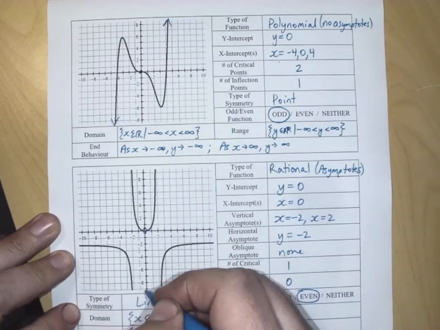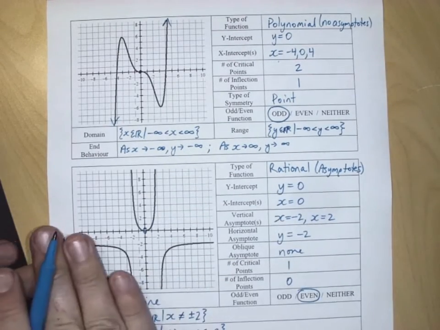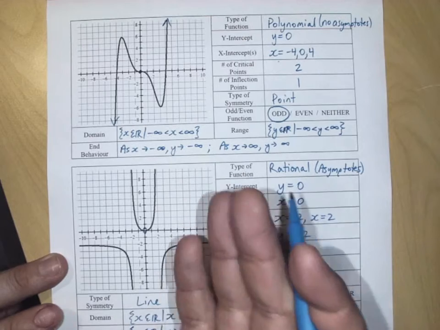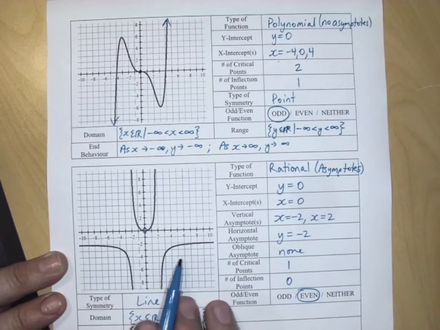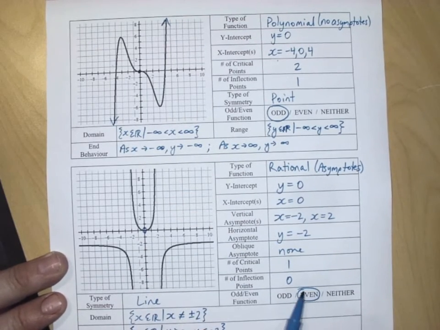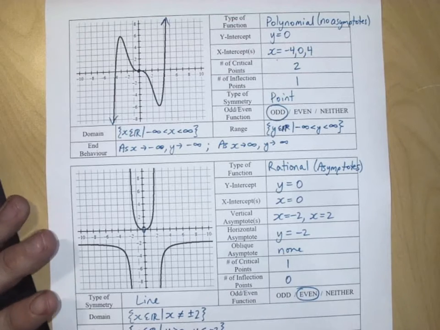It is an even function because it has line symmetry. Line symmetry cuts the graph exactly in half. And if you fold one side over the other along x equals 0, you'll notice it has line symmetry, making it an even function.